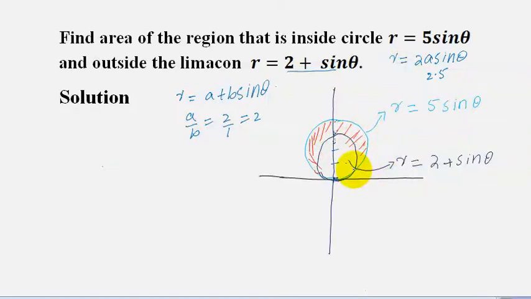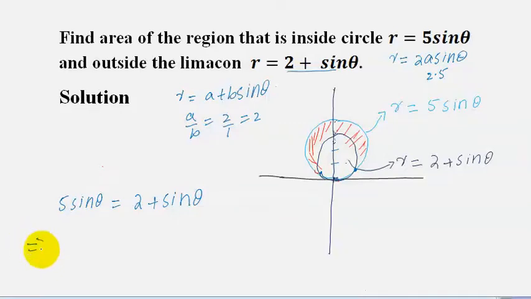First we find the point of intersection of these two curves. For the point of intersection, we compare these two equations. The first equation is 5 sin theta and the second equation is 2 plus sine theta. When we compare these two equations, we get the point of intersection of these two curves.